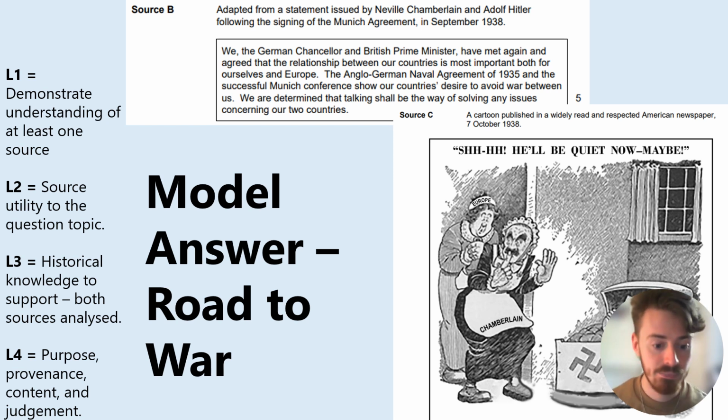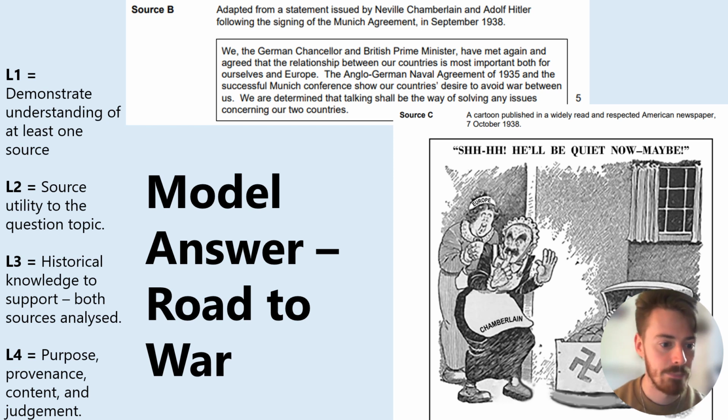Meanwhile, Chamberlain has a very different viewpoint. He's saying that we're working towards peace because I do not want war again, because I don't want death, because we can't afford to go to war, because it's, if anything, saving more lives in the long run. That understanding would need to be demonstrated here to fully understand what source B is telling us.